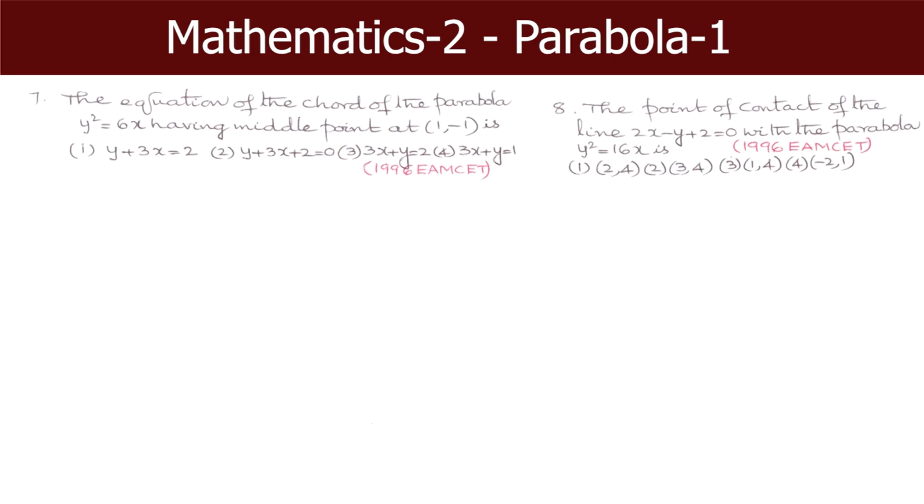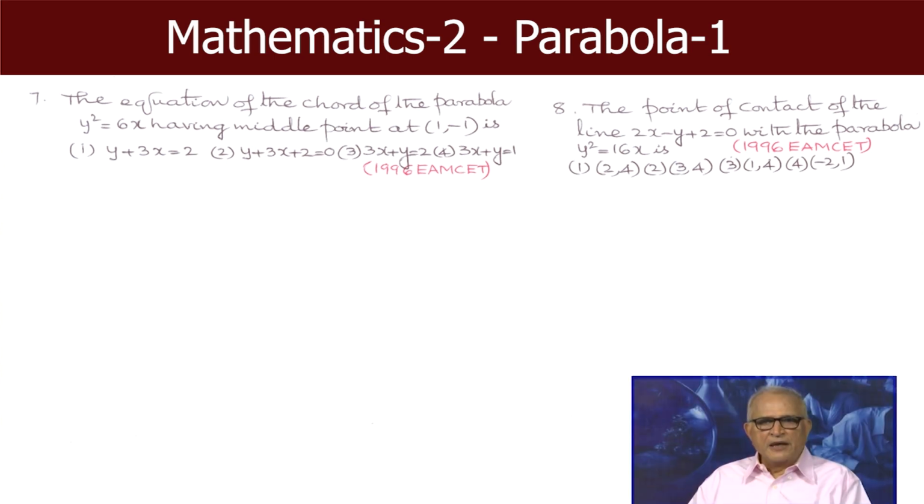Next, 7. The equation of the chord of the parabola y square equal to 6x having middle point at 1 comma minus 1 is. ఇందాక స్క్రీన్ మీద లాస్ట్ రిజల్ట్ ఇది, రిజల్ట్ నెంబర్ 12. The equation of the chord of the parabola y square equal to 4x in terms of the coordinates of the midpoint of the chord x naught y naught is S1 equal to S11. Okay, here S1 equal to S11.